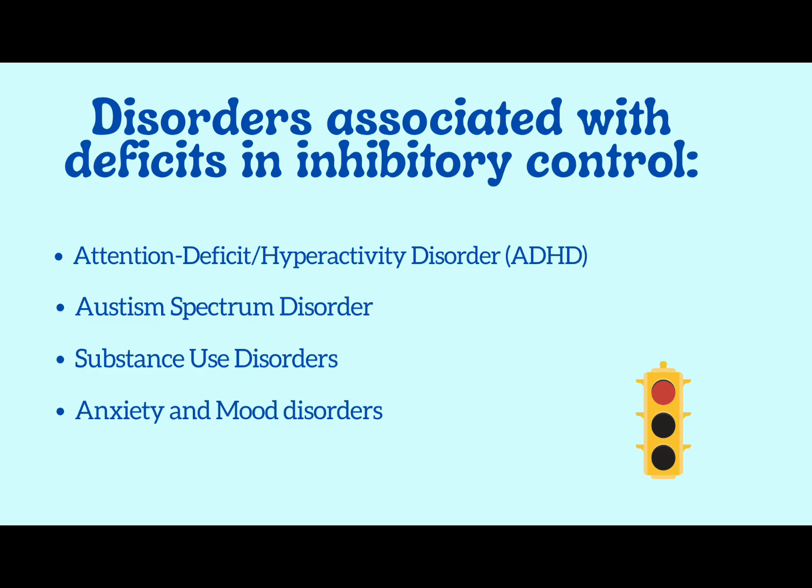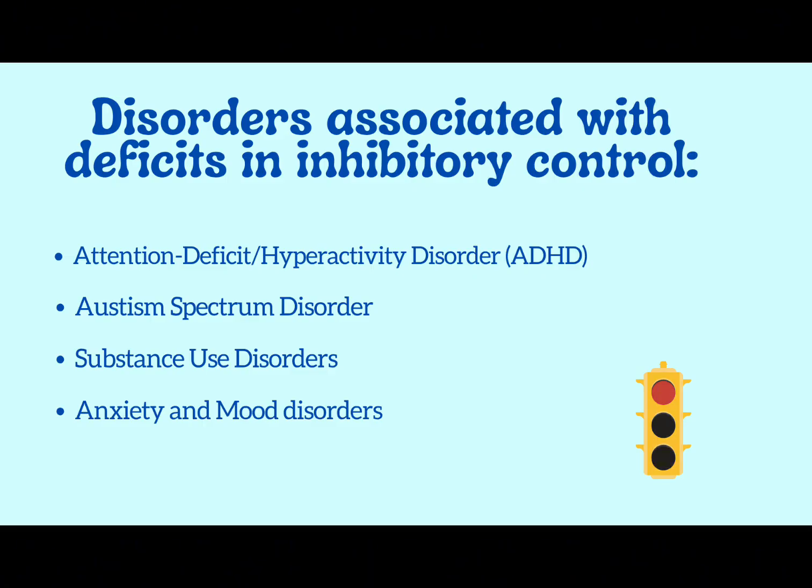shifting attention. In substance use disorders, poor inhibitory control can contribute to difficulty resisting cravings and making long-term decisions over short-term rewards. Finally, individuals with anxiety and mood disorders may struggle to inhibit negative thought patterns or emotional reactions, which can intensify symptoms like rumination or emotional dysregulation.